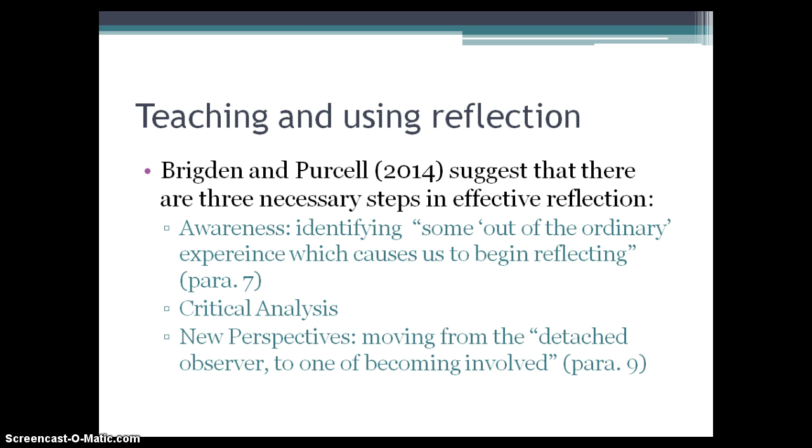There are 3 steps in effective reflection. That is awareness, so identifying something kind of out of the ordinary in the experience which causes us to begin reflecting. Critical analysis, taking a step back and figuring out exactly what's going on. It's very important to be able to do that. And the new perspectives phase, and that is moving from the detached observer phase to becoming more involved. And that's trying to think of how to integrate the out of the ordinary experience into their learning, into their lives, and make it not out of the ordinary.